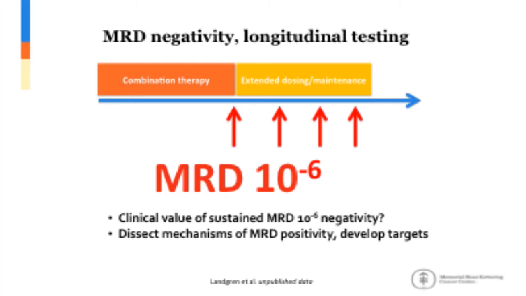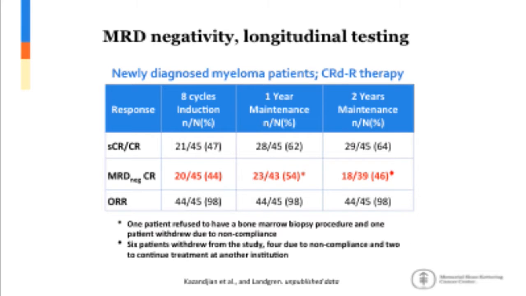I used to work at the NIH for 10 years before I went to Memorial. Here is information on MRD negativity that is sustained. And you can see in red, in a series of patients that we treated with modern therapy, that we obtained MRD negativity in 44% of those patients. You can also see that after 1 and 2 years respectively on maintenance, those patients remained MRD negative. So with modern therapy in this disease, we can have a lot of patients reaching a very deep response, and they can maintain MRD negativity.